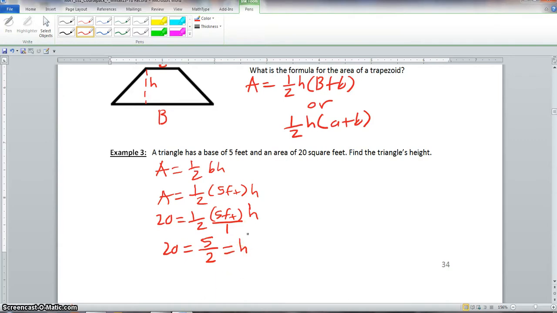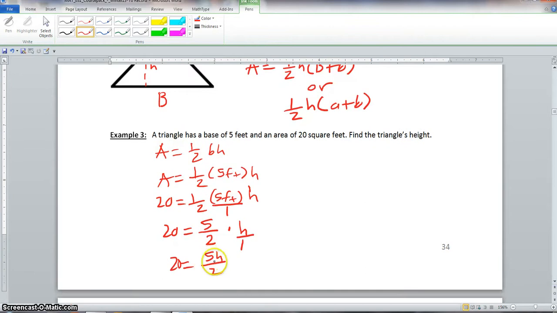No, actually that's multiplied to your height. Let me take this off here. Okay. And this is supposed to be multiplied to your height, not equal to the height. Okay, and we'll put this over 1. Now, we will have 20 is equal to 5h over 2. Now, we need to get rid of this 5/2. To get rid of 5/2, we can multiply both sides by the reciprocal. The reciprocal of 5/2 is 2/5.